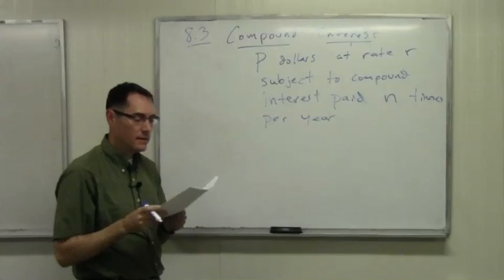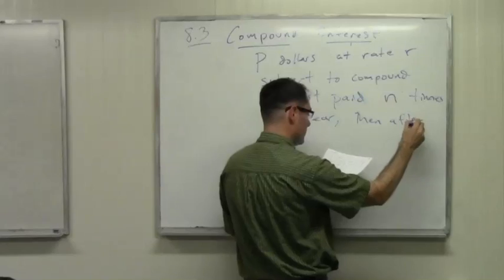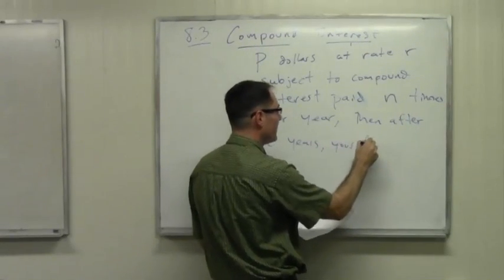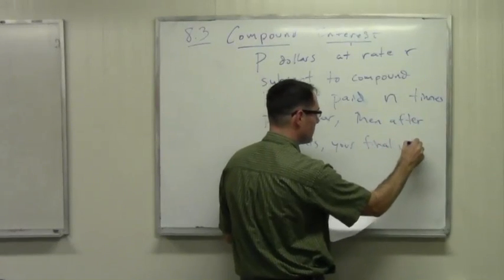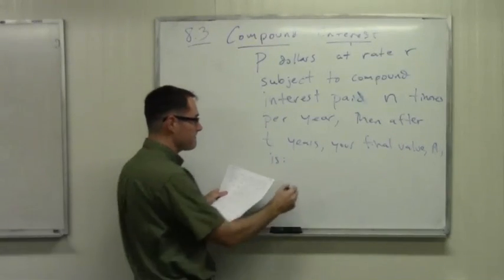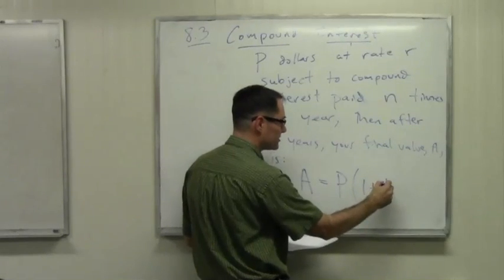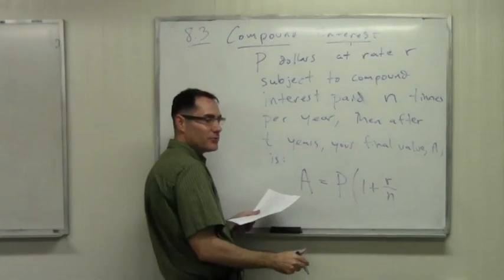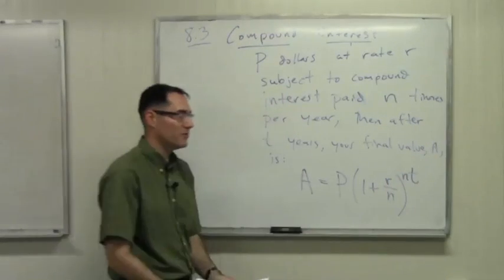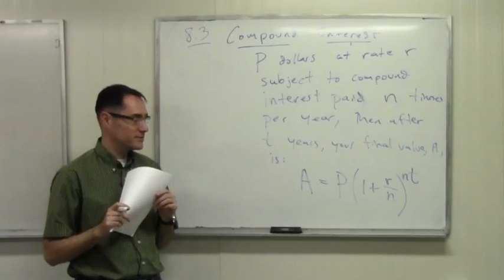then after t years, your final value, A, is the following. Final value equals the principal times 1 plus the rate divided by the number of times per year, raised to the number of times per year times the number of years. Is that on your formula sheet? Yes, it is.